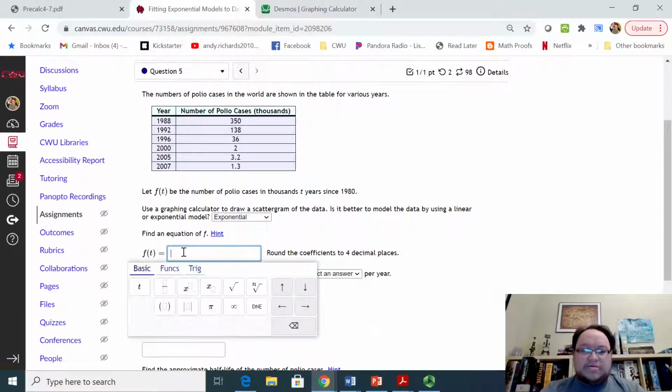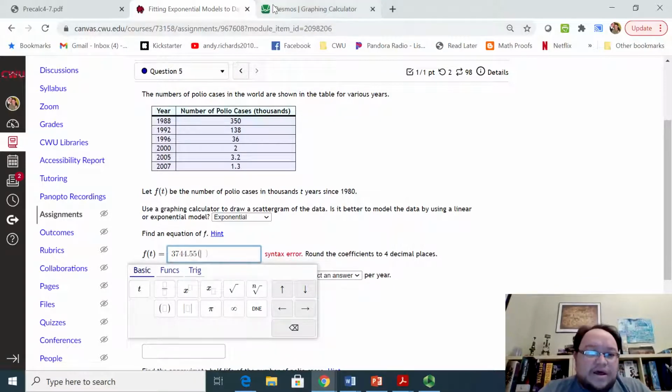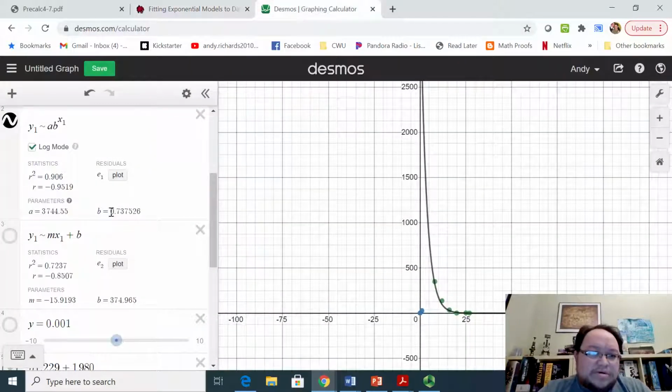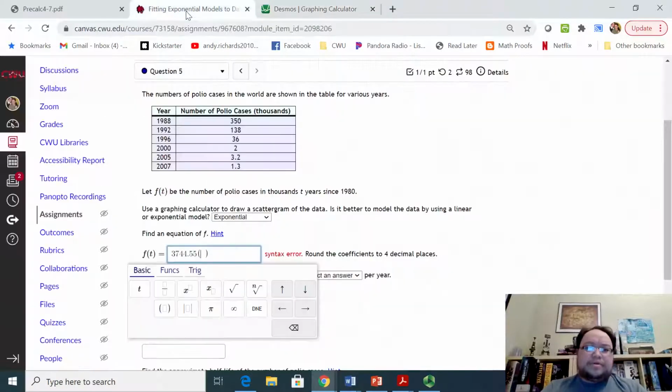And notice that I get this as my initial value, 3,744.55. Let's see if I can remember that. 3,744.55. That's not too bad. Hopefully I got it. There we go. And then B is going to be 0.7375. Yeah, hopefully that worked.